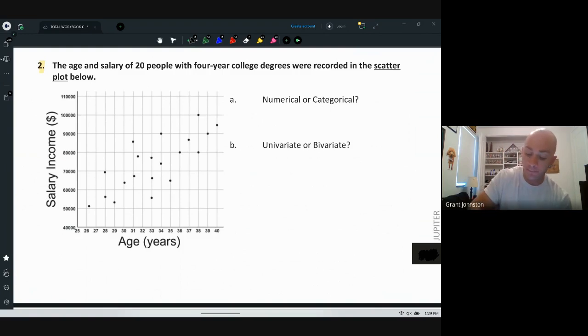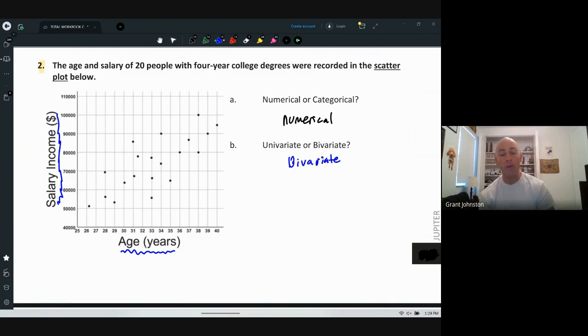It's numerical. It's not separated by any categories. We're looking at age and we're looking at salary, income. This is numerical data. Is it univariate or bivariate? Well, I just kind of explained it, but we're looking at 2 separate variables, the age and the salary, income. This is bivariate. We have 2 variables. So scatter plots like this are numerical and they're bivariate. That's what they're used for, numerical bivariate data.